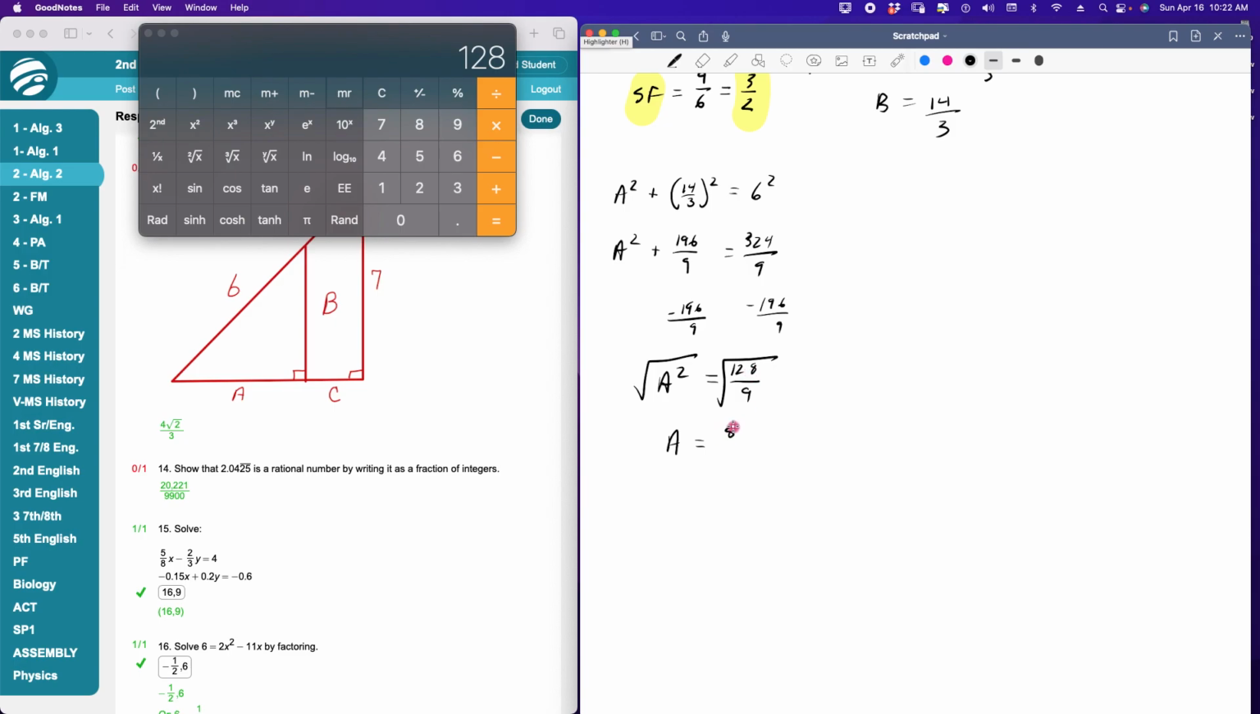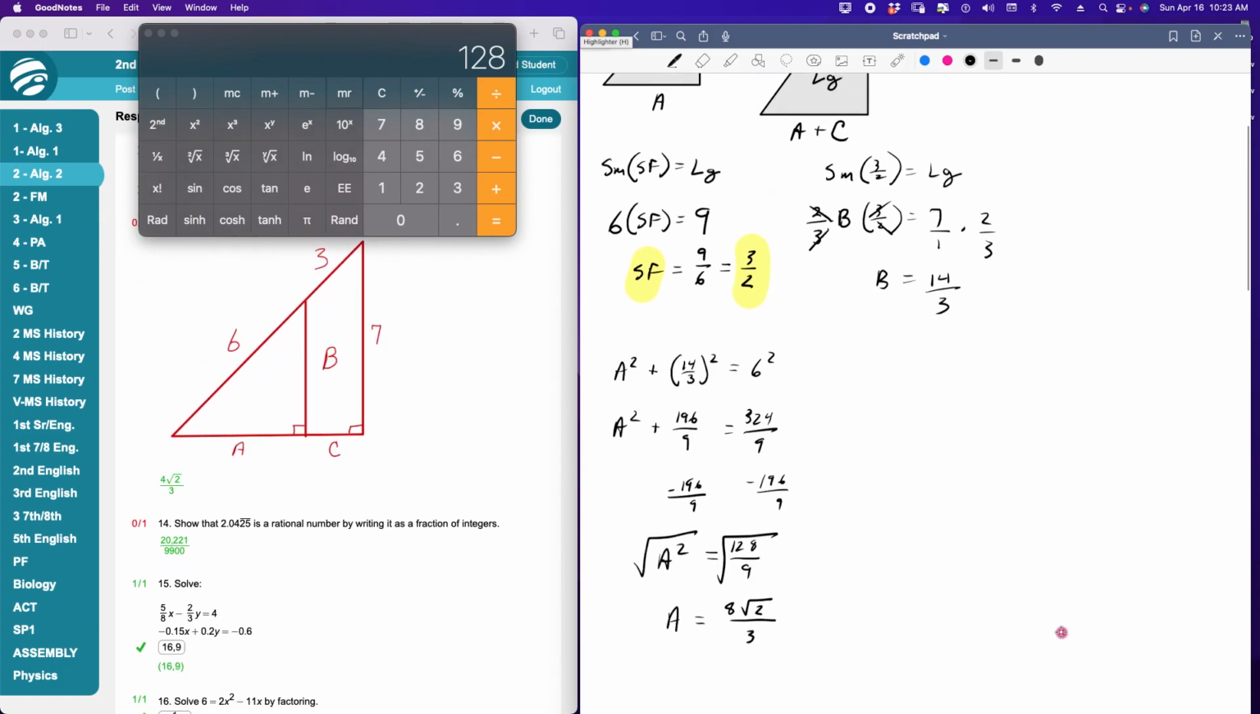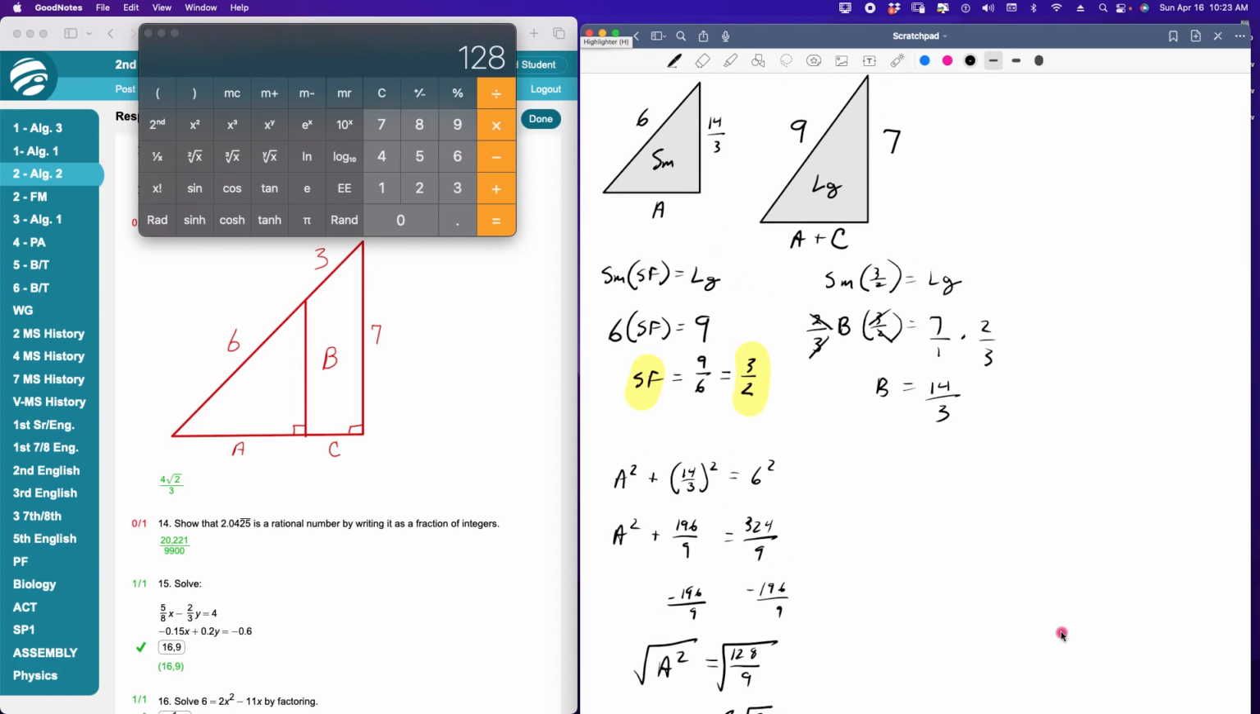So that is going to be 8 times the square root of 2 over 3. So that is the value of a. That's what I have. We're not looking for the value of a. We're looking for the value of b. All right, so now that I have this, I'm going to erase it so that I have room to see what I got.